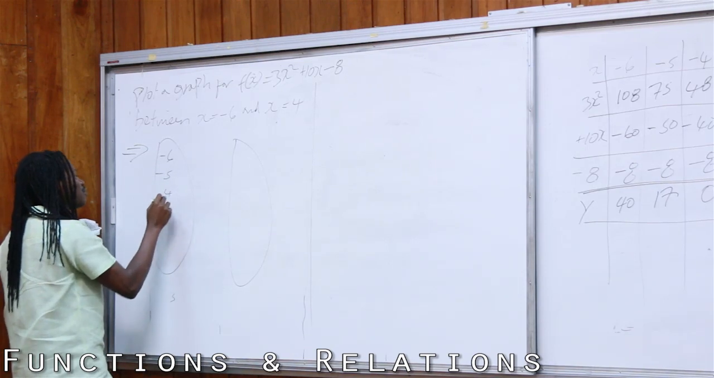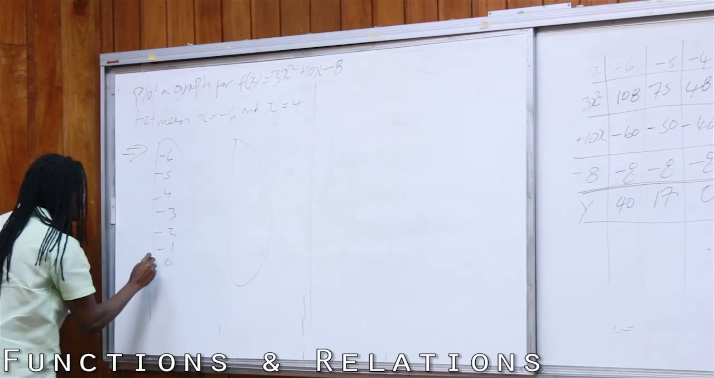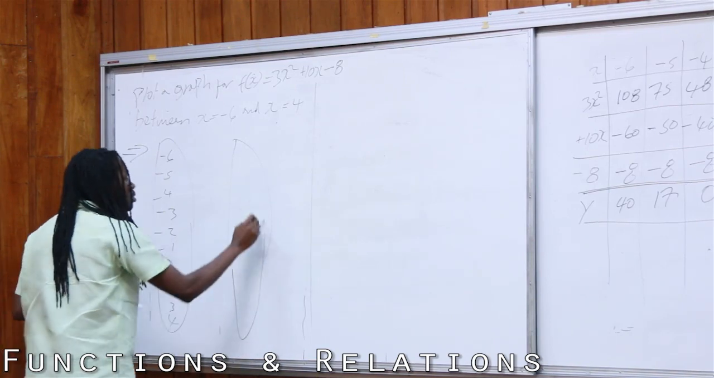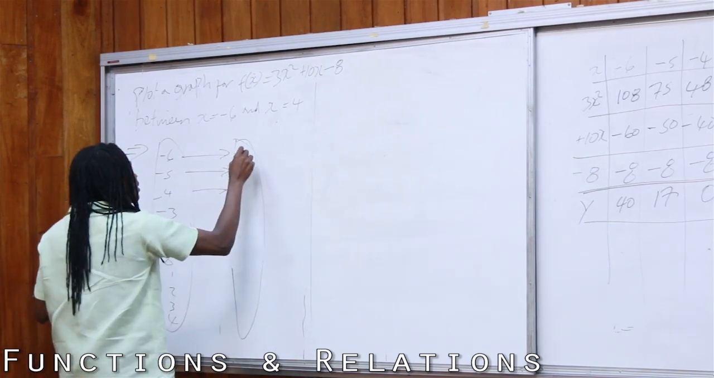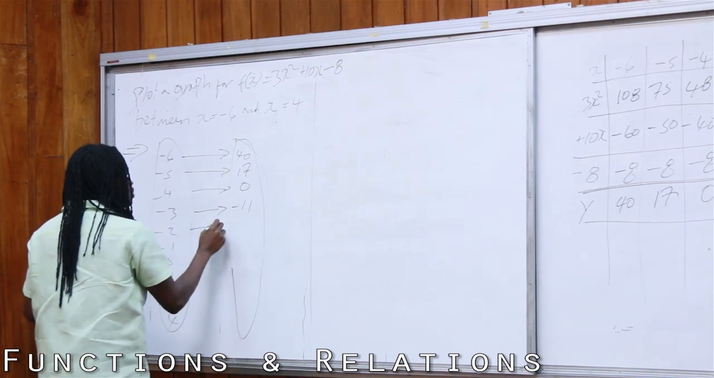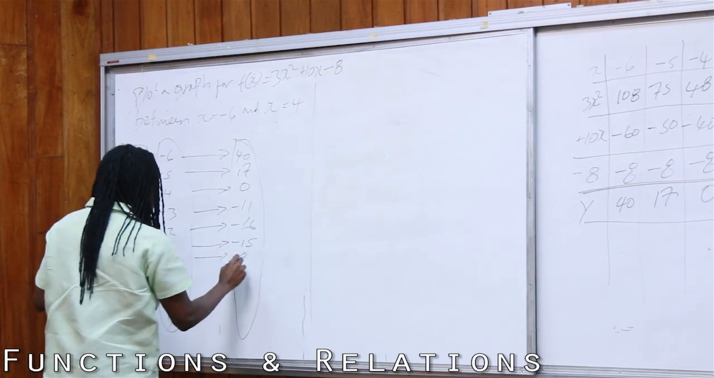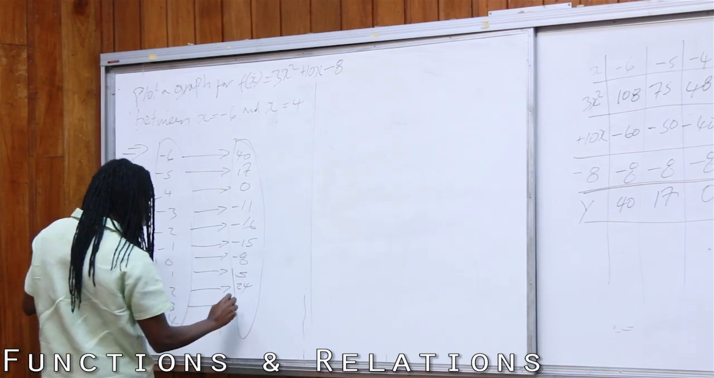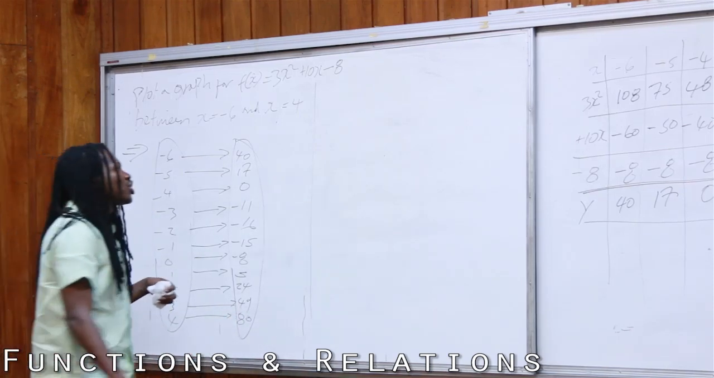minus 6, minus 5, minus 4, minus 3, minus 2, minus 1, 0. One, two, three, four. Where does minus 6 map onto? 40. Where does minus 5 map onto? See that? Then now you draw your graph.